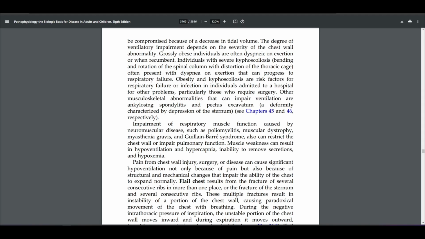Individuals with severe kyphoscoliosis often present with dyspnea on exertion that can progress to respiratory failure. Obesity and kyphoscoliosis are risk factors for respiratory failure or infection in individuals admitted to the hospital for other problems, particularly those who require surgery. Other musculoskeletal abnormalities that can impair ventilation are ankylosing spondylitis and pectus excavatum. The deformity is characterized by depression of the sternum.